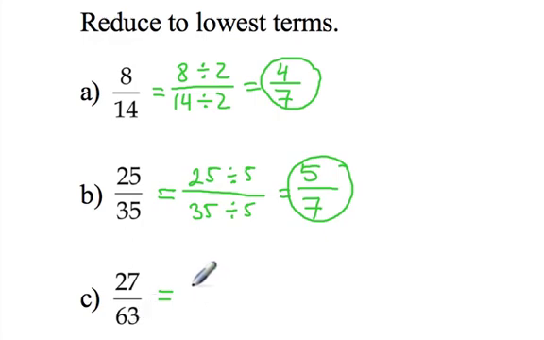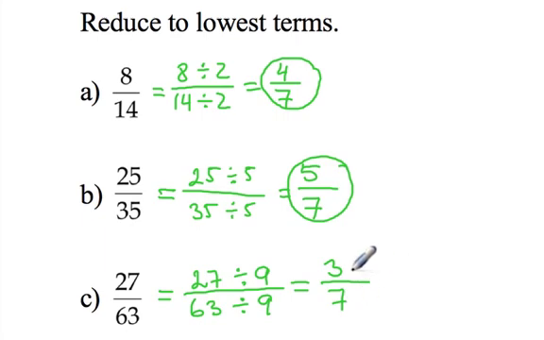27/63. Both of these numbers divide by 9, so 27 divided by 9 is 3, and 63 divided by 9 is 7. So we have 3/7. So 27/63 in lowest terms equals 3/7.